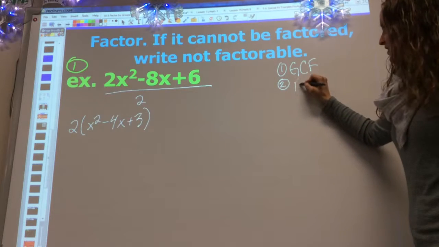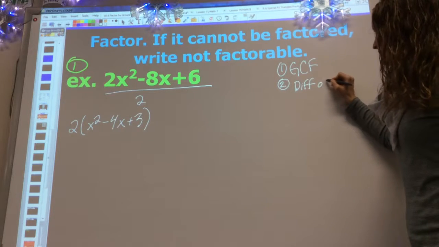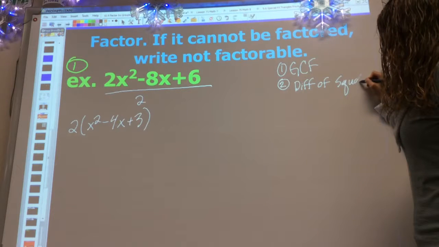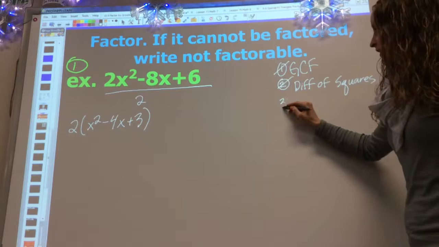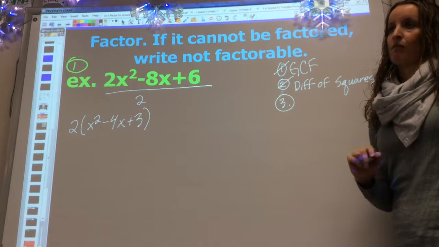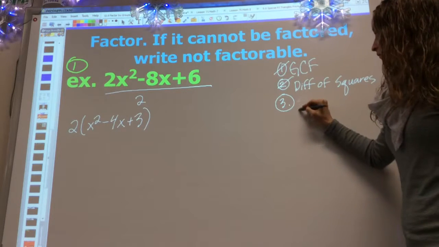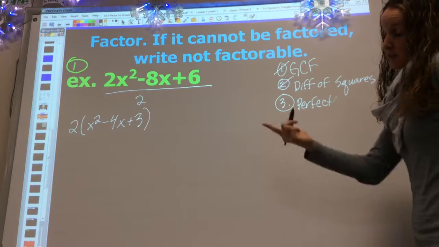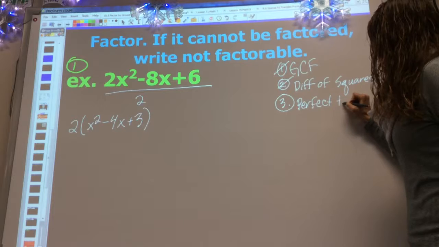What's our second step of factoring? Difference of squares. Is this difference of squares? No, because how many terms is difference of squares? 2. Yeah, it's not difference of squares. Okay, so we're done with the first 2 steps of factoring. Is this a perfect trinomial? No. Why not? Because the 3 isn't a perfect square. Yeah, okay, we can't take the square root of 3. We can take the square root of x squared, but it's not a perfect trinomial.